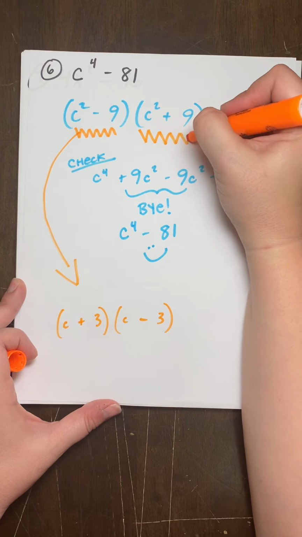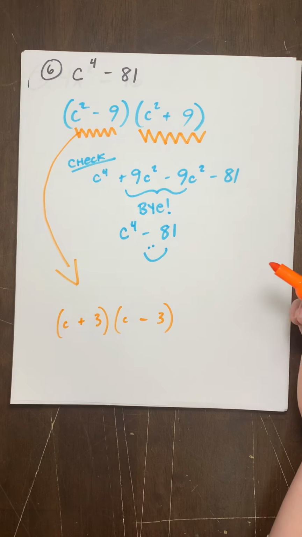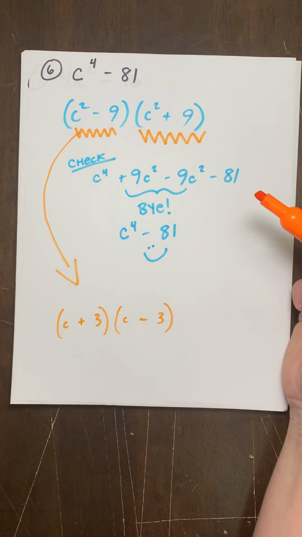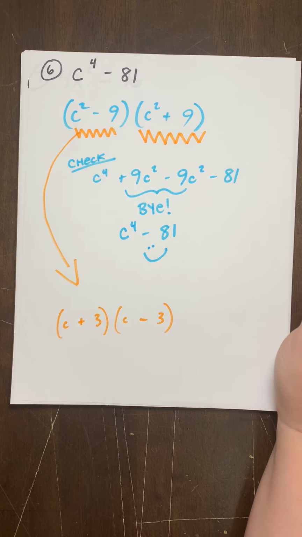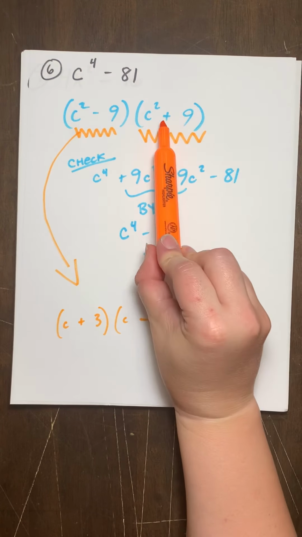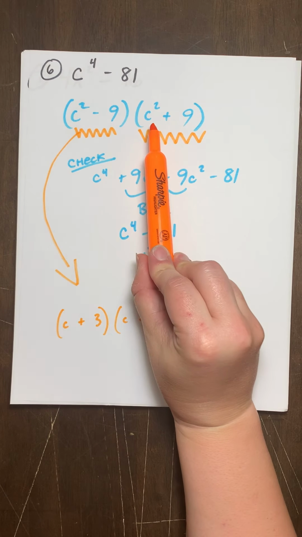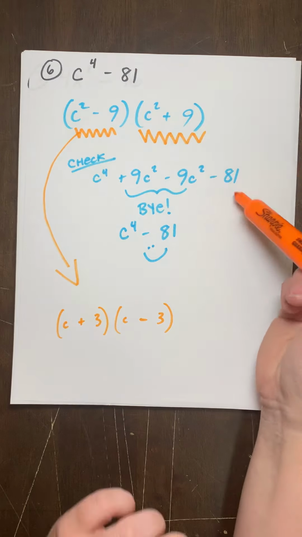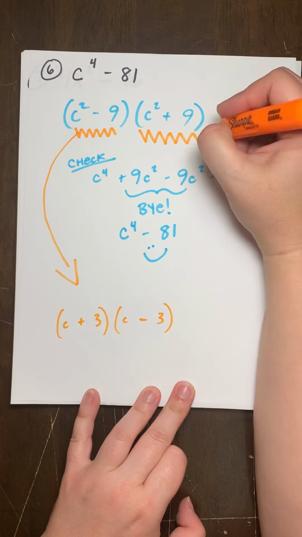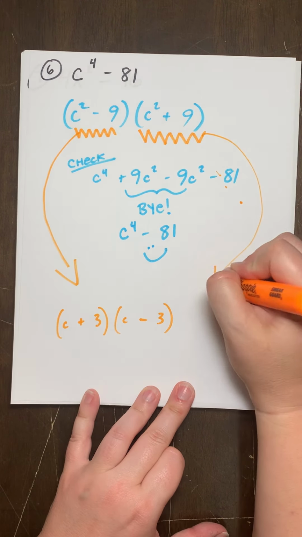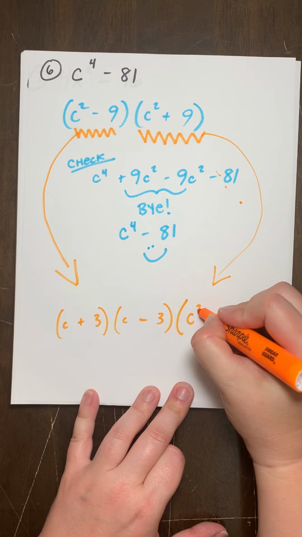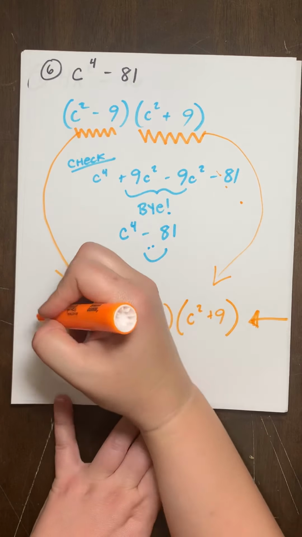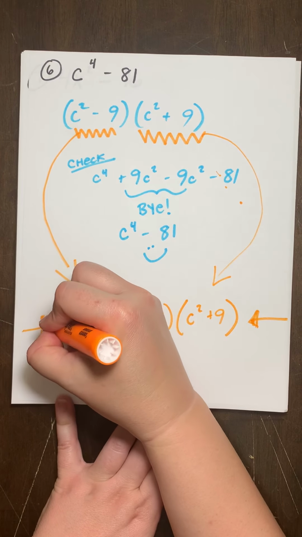Can you factor c squared plus 9? How do you break that down? You don't. You cannot. This is a sum of squares, which is garbage. You cannot factor a sum of squares. So you're just going to hitchhike it onto your answer. Your final answer is these 3 parentheses.